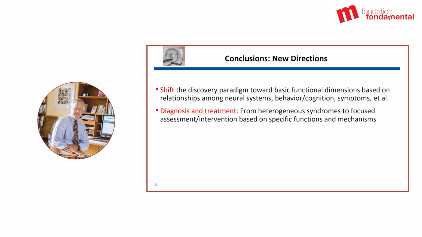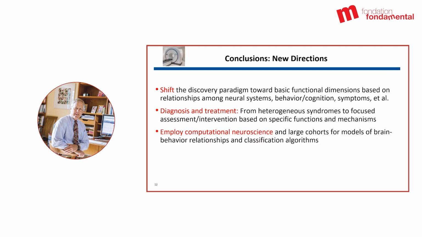Next, for diagnosis and treatment, the idea is to move from these heterogeneous syndromes to focused assessment and intervention based on specific functions and mechanisms, and again, as a research framework to understand how this can work. Third, to employ computational neuroscience increasingly and with large cohorts for models of brain behavior relationships and classification algorithms. And finally, next, to overall accelerate progress with the idea that precision interventions can result from precision diagnostics.